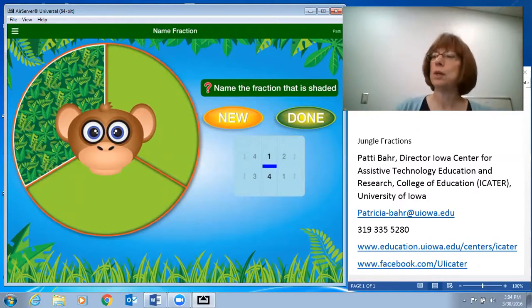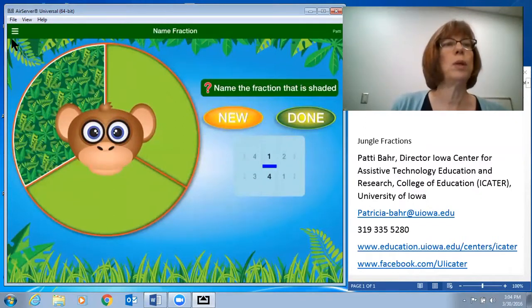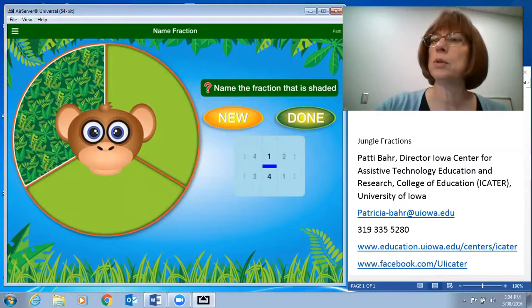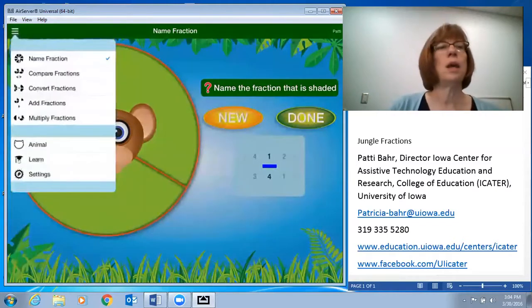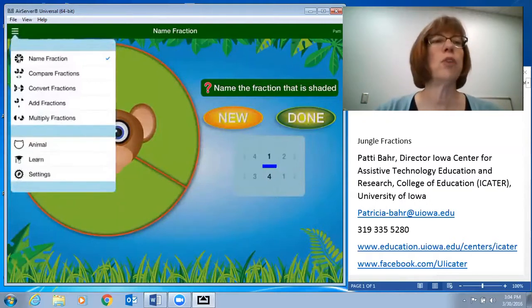With Jungle Fractions, the options that you have are, if you go up here into this little symbol, some people call it the hot dogs, or some people call it a hamburger. So we're going to go up into the hot dogs. These are the different things that you can do with this app. You can name fractions, compare fractions, convert fractions, add fractions, or multiply fractions.